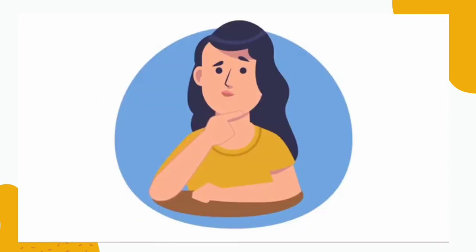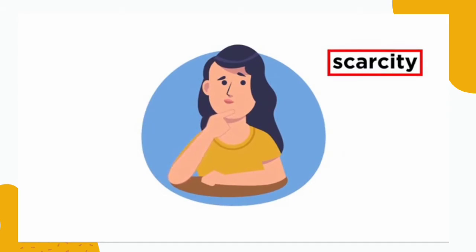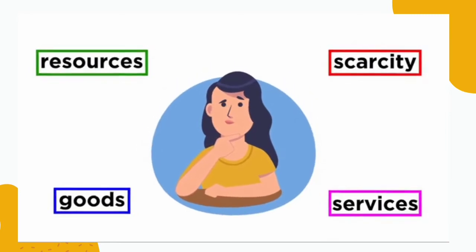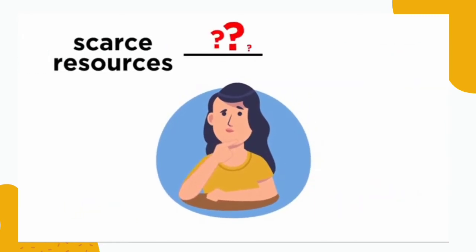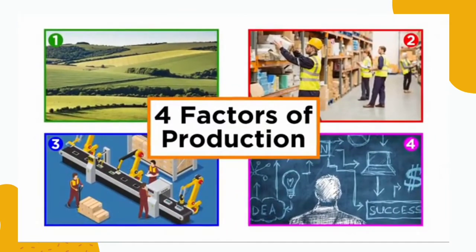At this point in the series, we understand the concept of scarcity, and we also know how to define resources, goods, and services. But how are scarce resources turned into goods and services? To answer that question, let's take a look at the four factors of production.